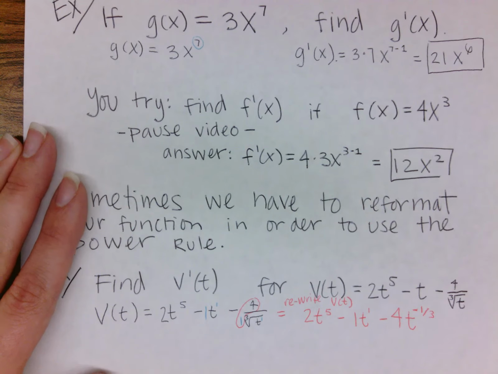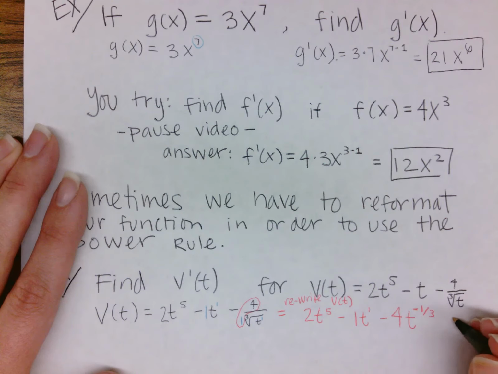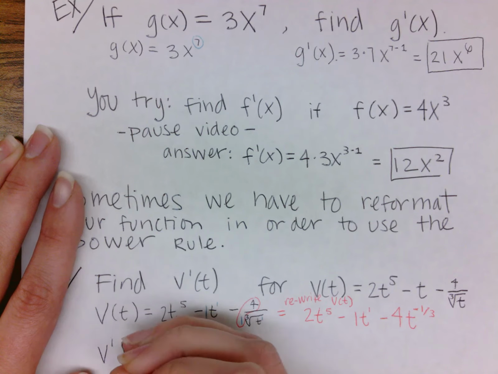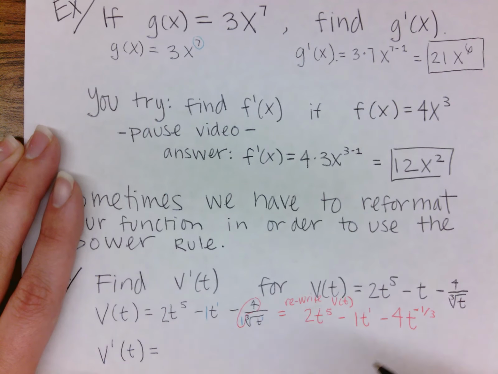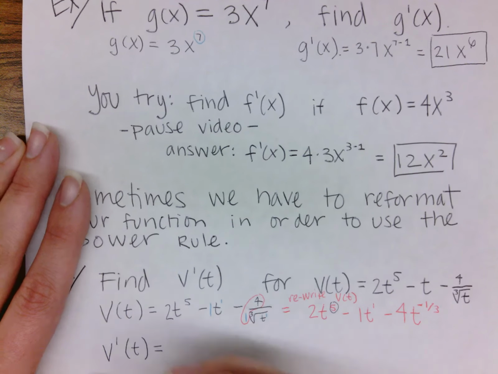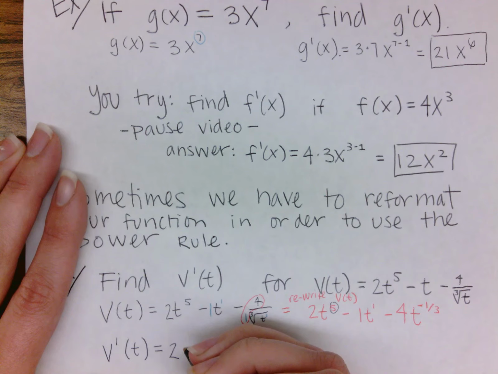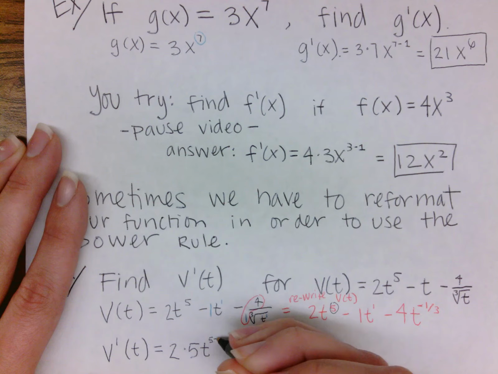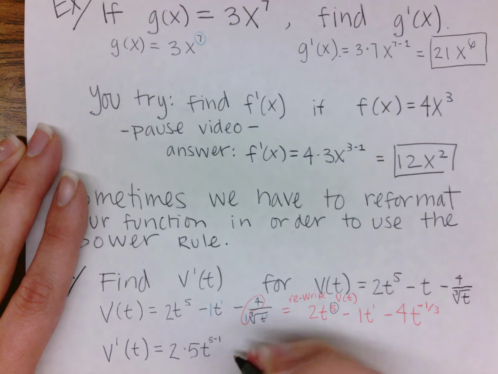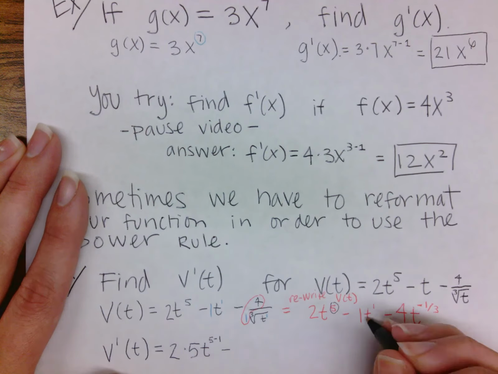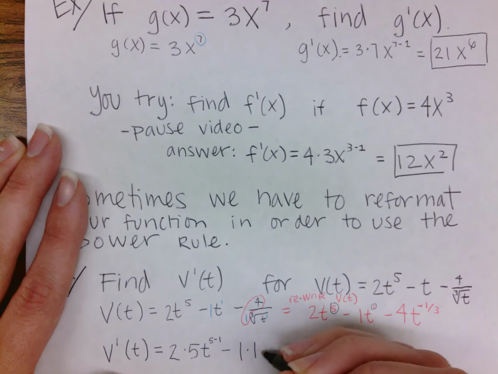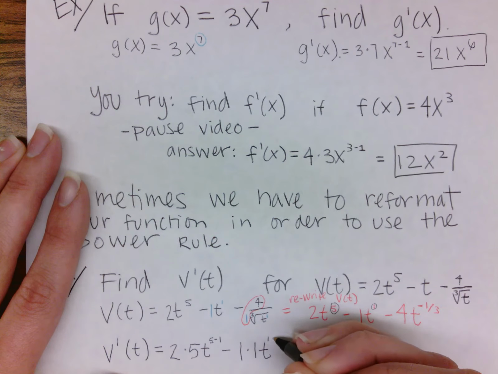After I rewrite, now I'm ready to take a derivative. You cannot put an equal sign here. You must go to the next line and write v prime of t equals. And we're going to apply the power rule on the rewritten version. My first power is 5. I've got 2 times 5t to the power of 5 minus 1. Minus 1 times 1 t to the power of 1 minus 1.